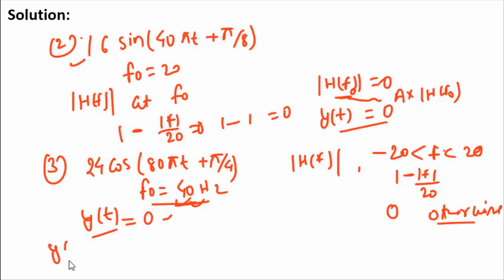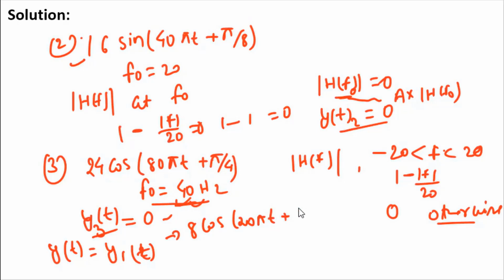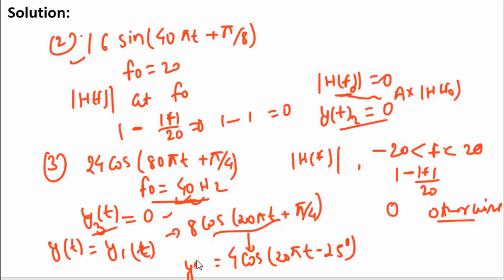So your total output y(t) will be given by only y1(t), as y2(t) and y3(t) are zero. So your y1(t), which is due to the first input, that is 8 cos(20 pi t plus pi by 4), is given as 4 cos(20 pi t minus 25 degrees). So this is your overall output y(t).